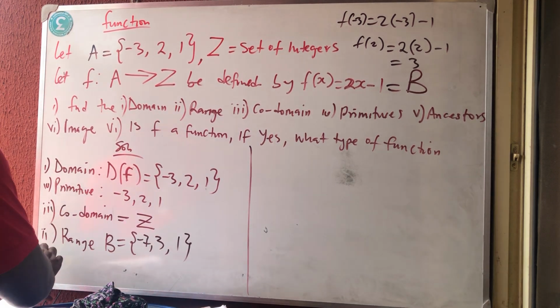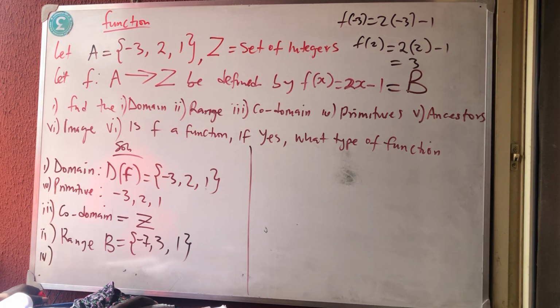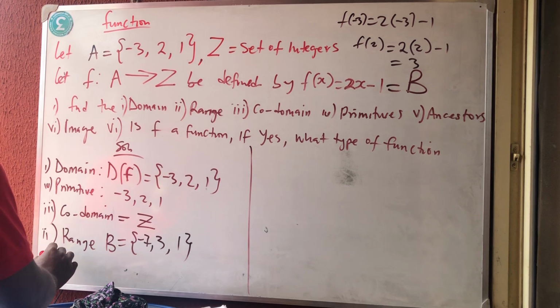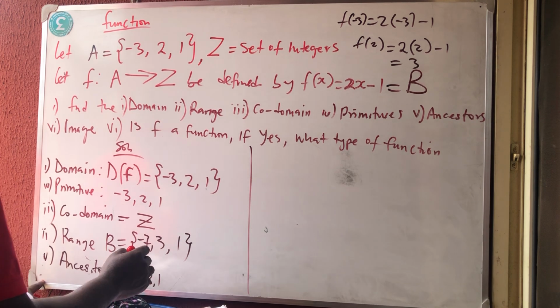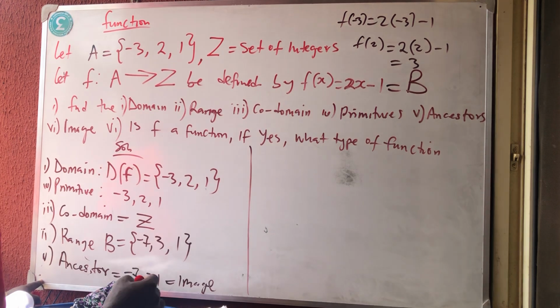So the image, or the ancestor, which is V, is the range that you did not put in a set, which is -7, 3, and 1, the same thing as the image.